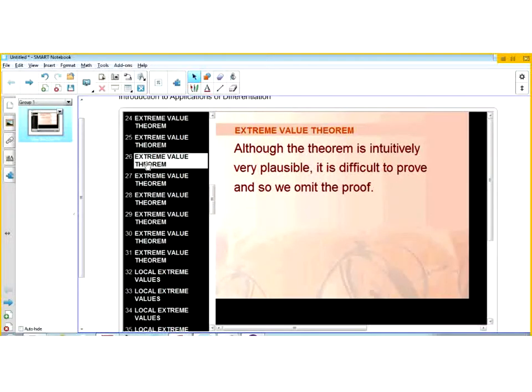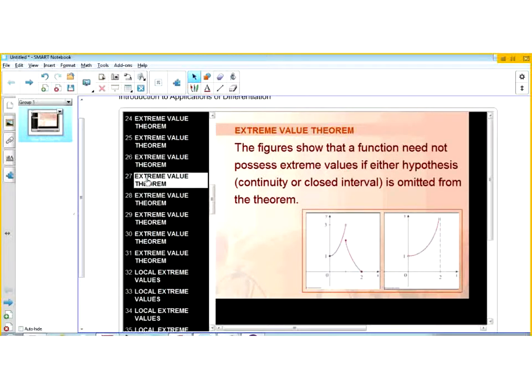Okay, so what next? So we won't prove it. It involves a lot of topology. And so some counterexamples or exceptions to the extreme value theorem, to EVT. In this case, the first frame, this graph does not have continuity on the interval 0 to 2, so you cannot apply EVT here.